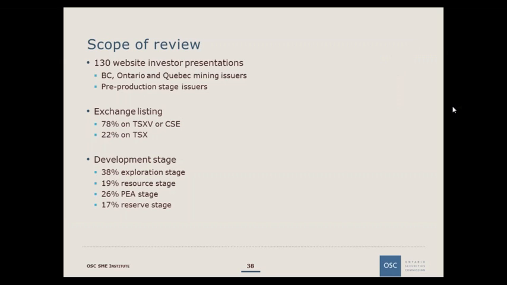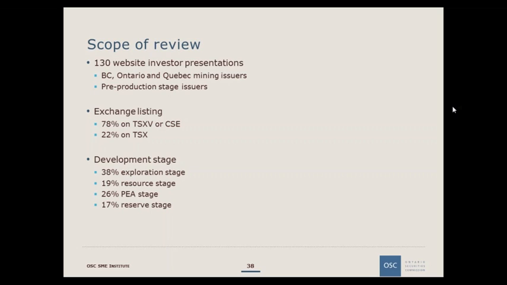So in a collaborative effort by Ontario, BC, and Quebec securities regulators, we reviewed 130 investor presentations. We did 50, so did BC, and Quebec did 30. The review focused on four areas. Do these website presentations comply with NI 43-101? Do they adequately disclose forward-looking information, and have they complied with 51-102 in disclosing it? Is the information balanced, and are people simply using their websites to hype via overly promotional wording?